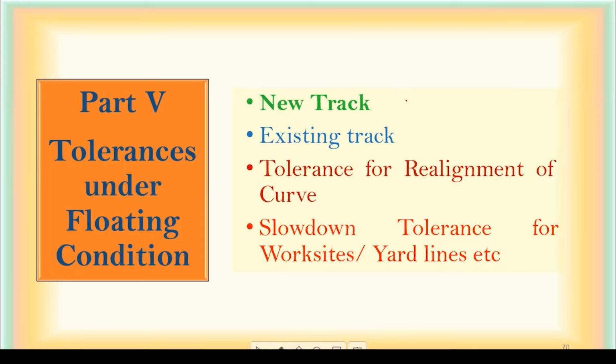Okay, sir. So in floating condition also 4 tolerances have been laid. One is new track, another is existing track, third is realignment. For realignment of track, what is the tolerance? And then slow down tolerances. This has been newly included in IRPW that as I have already explained you.